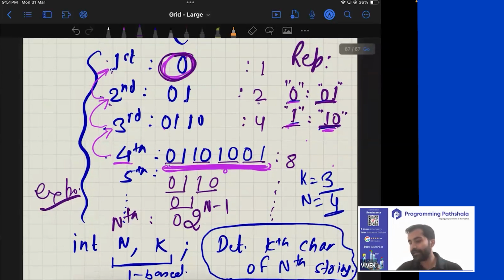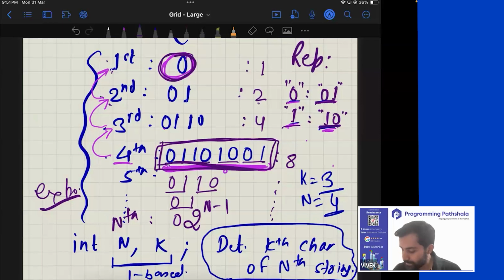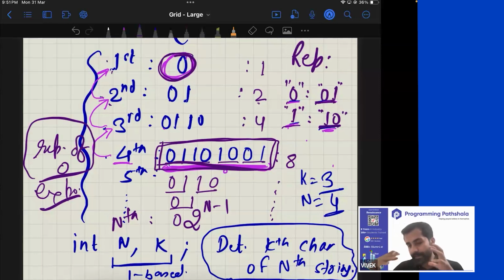So what I mean by that is that any string that you take in this family is actually a representation of 0. Every string is a representation of 0. It came out from 0. Fifth string, sixth string, whatever it is, it is a representation of 0, right?